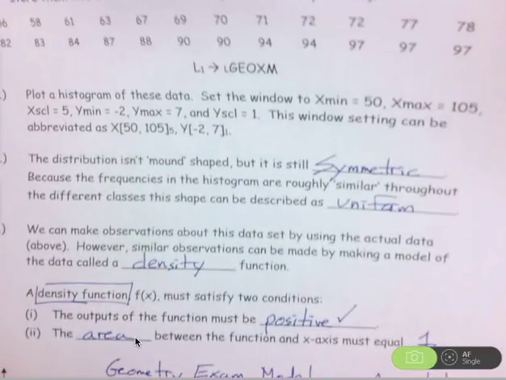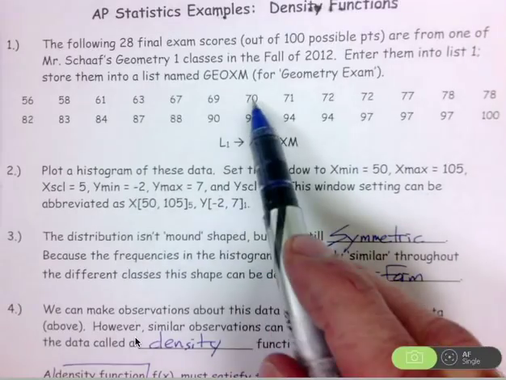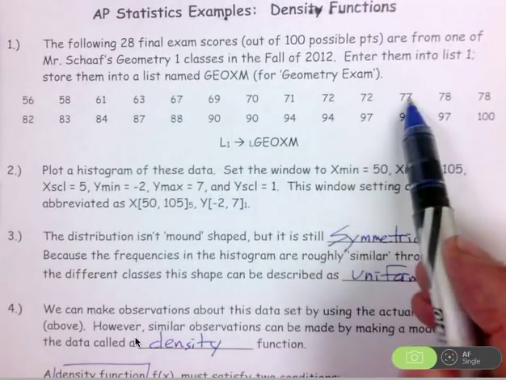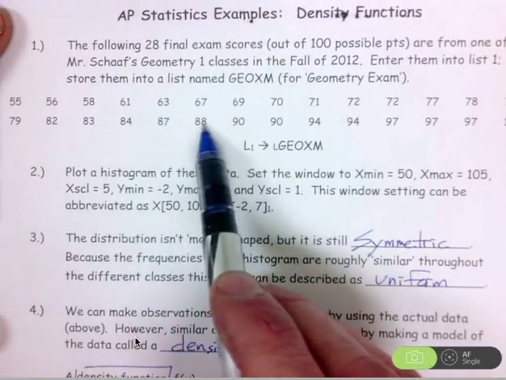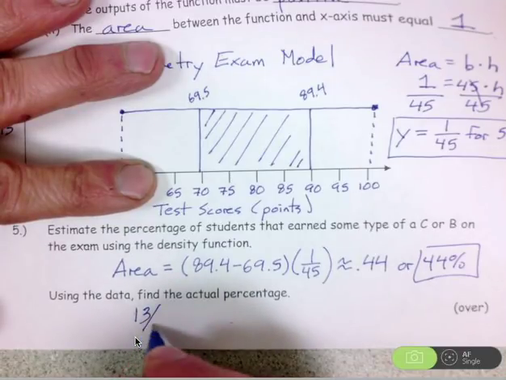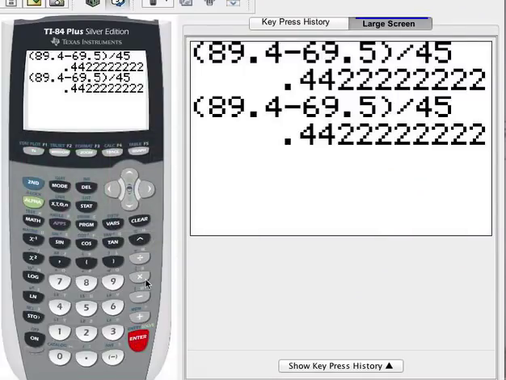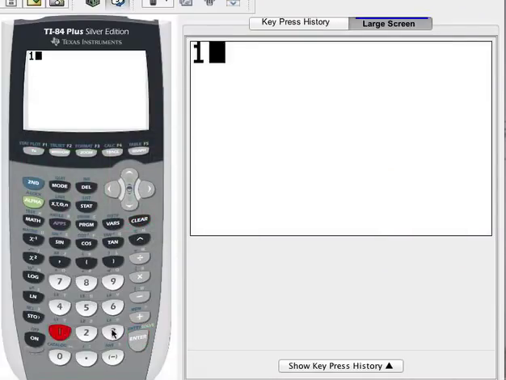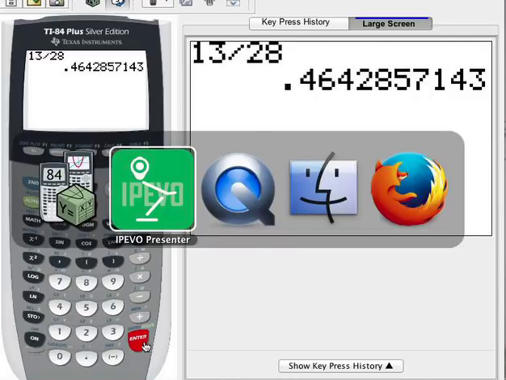If we go back to our data set, we can count how many C's and B's we had out of 28. So here they are. 1, 2, 3, 4, 5, 6, 7. Let's see here. 8, 9, 10, 11, 12, 13. 13 of the 28 scores were C's or B's. So there's the actual percentage. 13 out of 28. Let's take a look at what that is. Clear that screen again. 13 divided by 28. And that's about 46%.